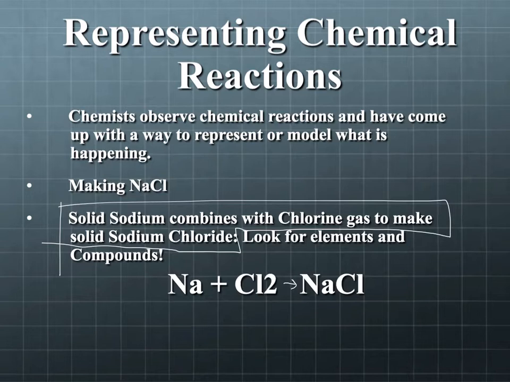But really, all you need to do is look out for elements and for compounds. So elements are things that are listed by themselves. Notice how here sodium is listed by itself. So all you really need to do in order to get this right is just go to your periodic table. You find sodium, the symbol for sodium, it's Na, and you write that down. Then it says combines. Combines is a word that usually means addition.